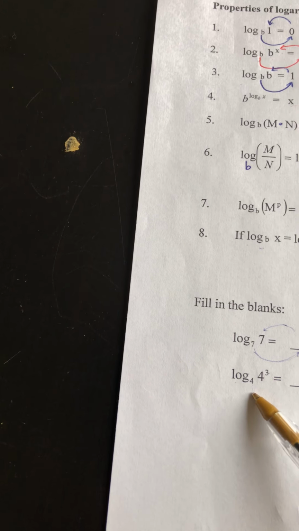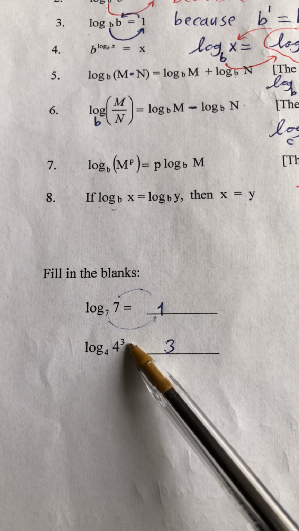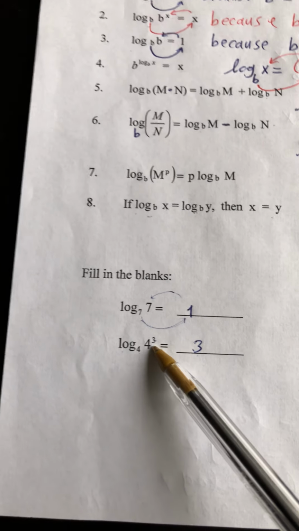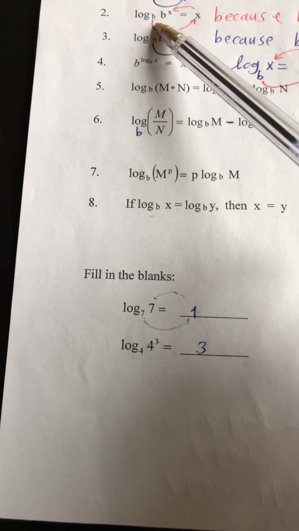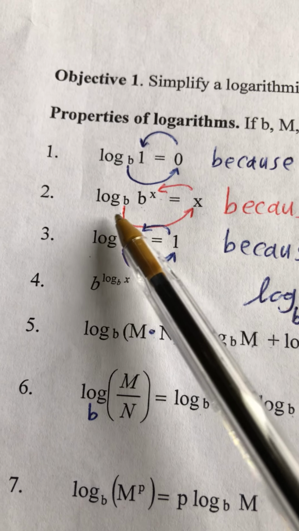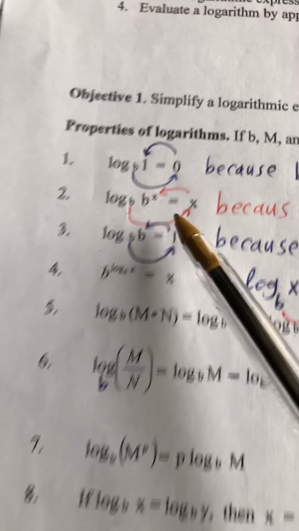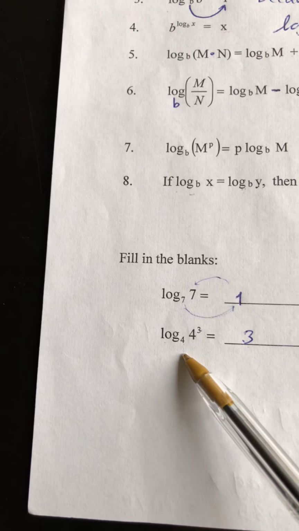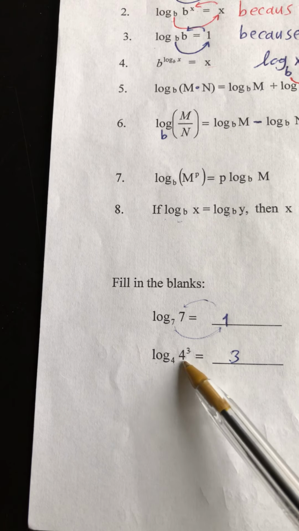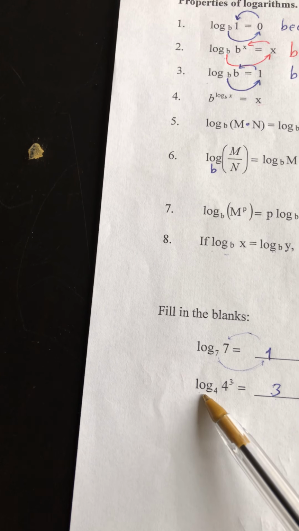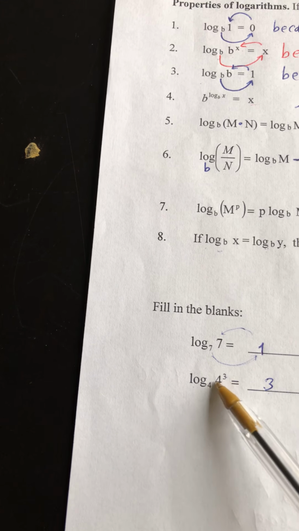Log 4 to the power 3. So here we use which property? Property 2. Log b to the power x with base b is equal to x. So here b is 4 and x is 3. So log 4 to the power 3 with base 4 is equal to 3, or 4 is cancelled with 4, we get 3.